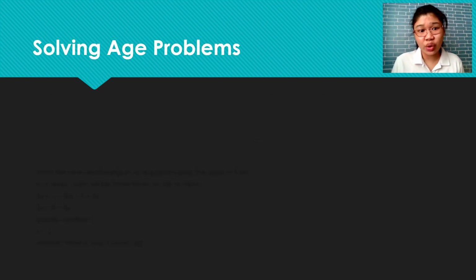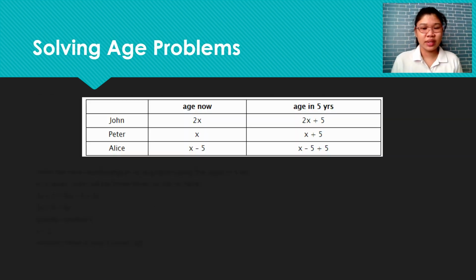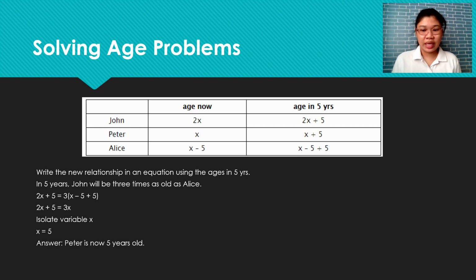So what are we going to do with the table? Here's what we're going to do. Write the new relationship in an equation using the ages in 5 years. In 5 years, John will be 3 times as old as Alice. It's according to our problem.